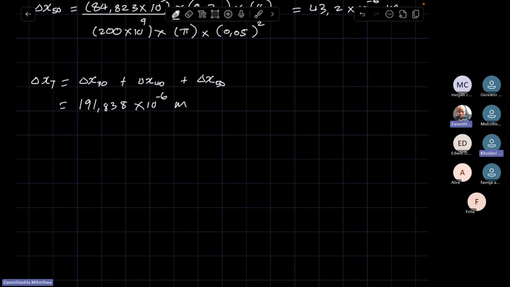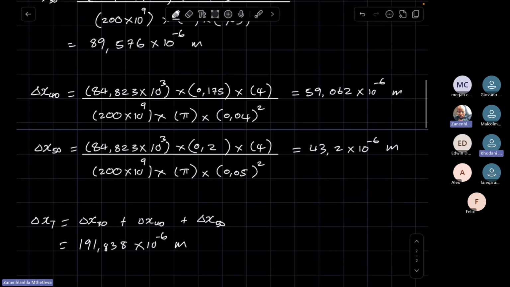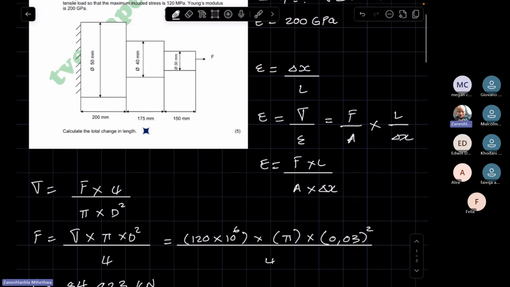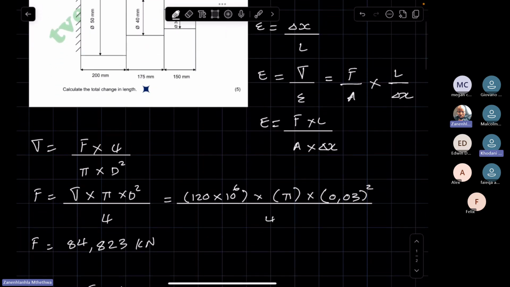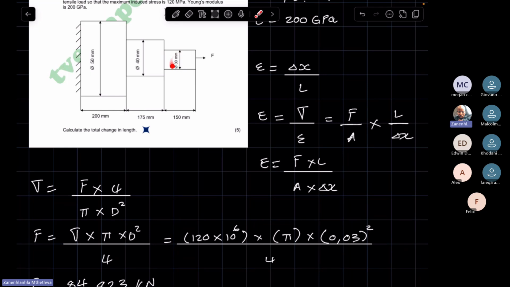Sir, on the first area that we use there on top, the one that we use to get the force, do we use only the first one, or can we use either of the areas there and still get the same answer? Always use the first one. Okay.